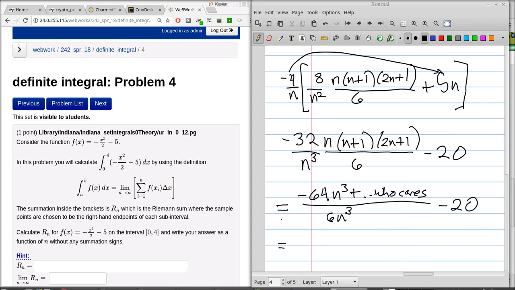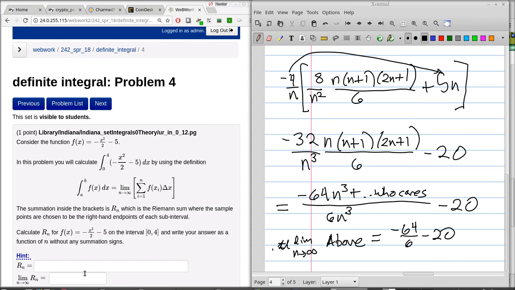Alright, so now for the second part we need to take the limit as n goes to infinity. So the limit as n goes to infinity of the stuff above there is equal to just the ratio of these leading coefficients. So that's negative 64 over 6 minus 20.